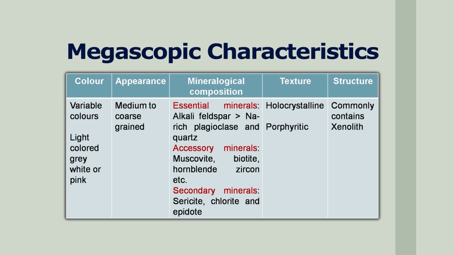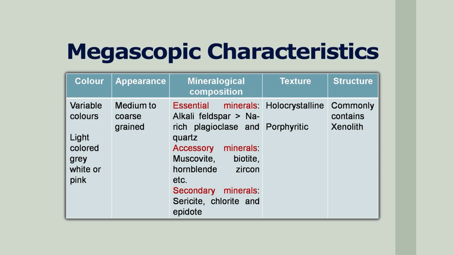Muscovite and biotite belong to the phyllosilicate group of minerals. Hornblende is also a silicate, but it is an amphibole. Zircon is usually present as an accessory mineral in granites and is usually used for U-Pb dating of a granitic rock.